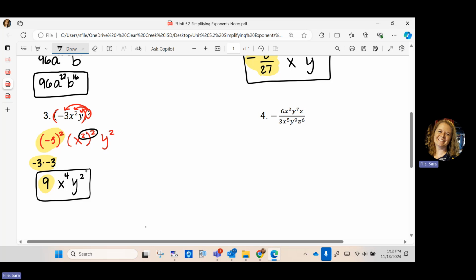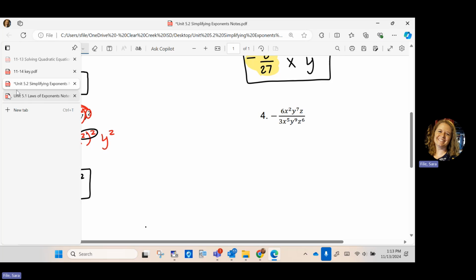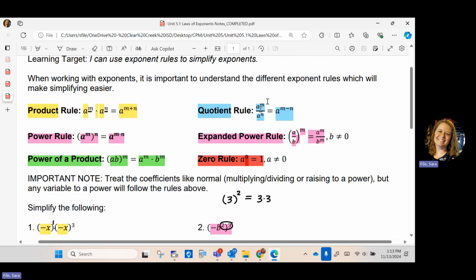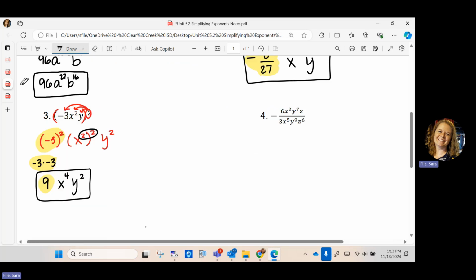Some of these are a little quicker than others, and you'll start to get the hang of them and be able to move faster. Now here, this one uses the quotient property. We haven't seen this one yet. You've got like bases in the numerator and the denominator. So there's x's in both, y's in both, z's in both. You need to remember that quotient property from yesterday says if you've got like bases being divided, you subtract the exponents. m minus n. So the numerator's exponent minus the denominator's exponent.